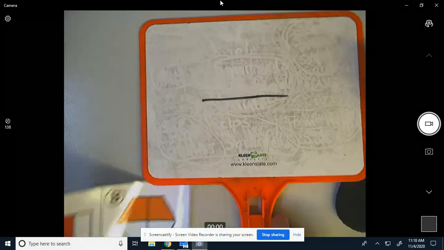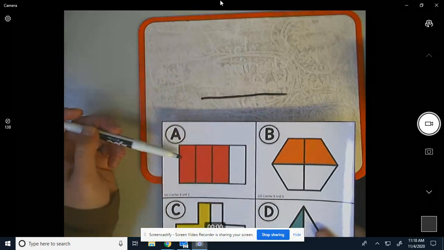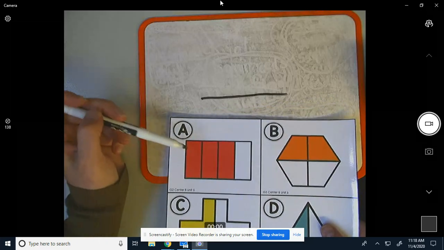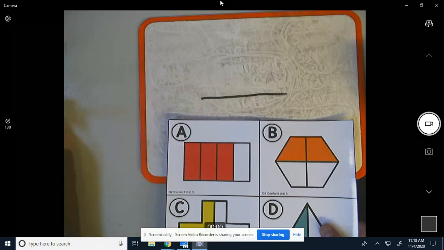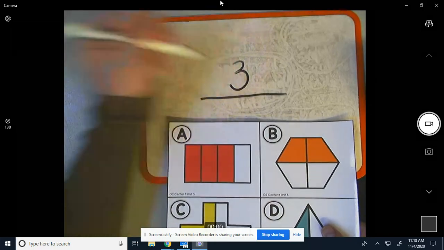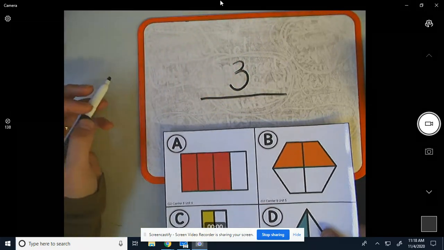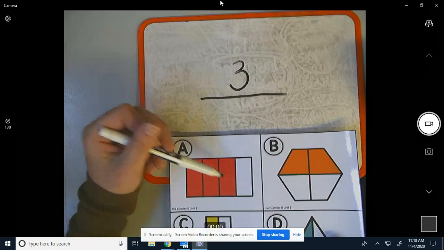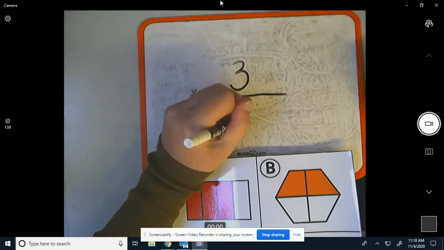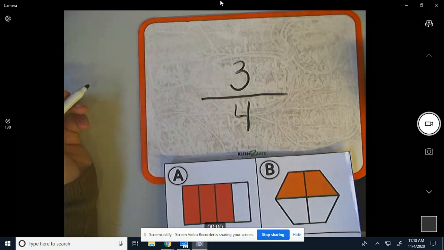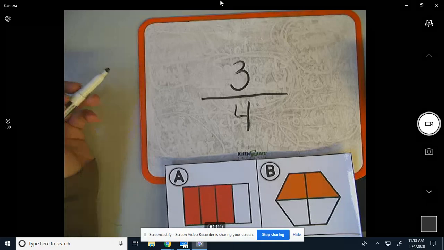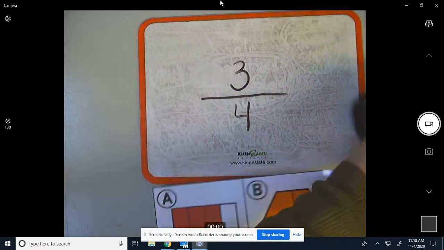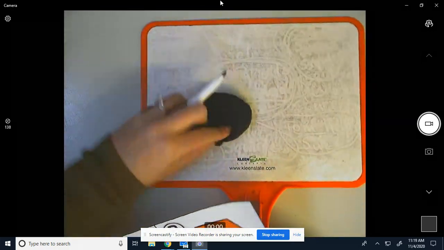Okay, so let's look at one of these. Let's look at this one. How many pieces are shaded? Let's count. 1, 2, 3. There are 3 pieces shaded, so that one goes on the top. And how many pieces are cut all together? 1, 2, 3, 4. So there are 4 pieces all together. So this fraction is called 3/4. 3/4. Let's try another one.